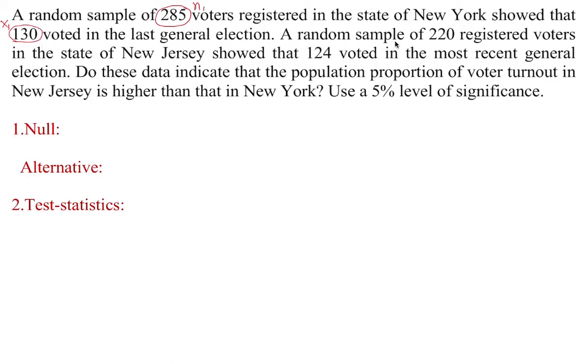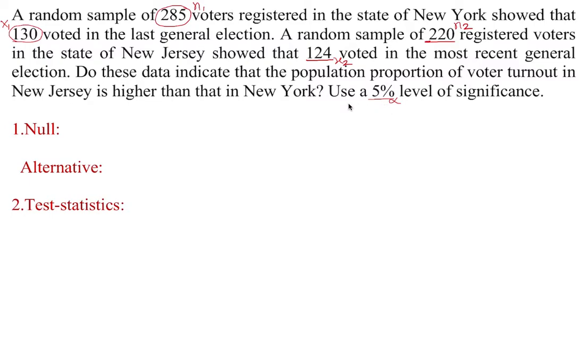Then the second one, a random sample of 220, fixed trial. I'm going to have this as n2, and that results in 124 successes. So that is my x2. What else is given? Alpha is given as 0.05. So this is the alpha.